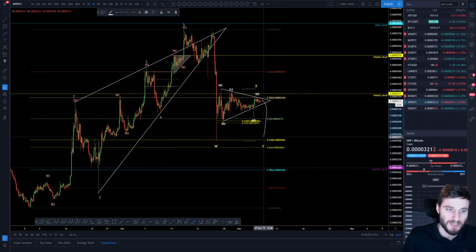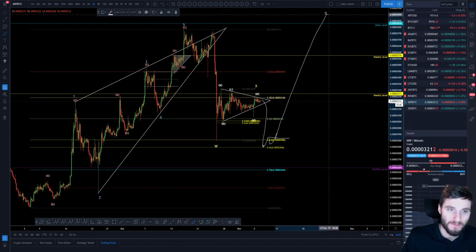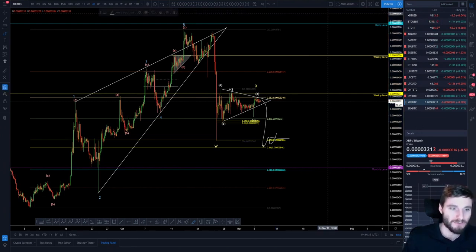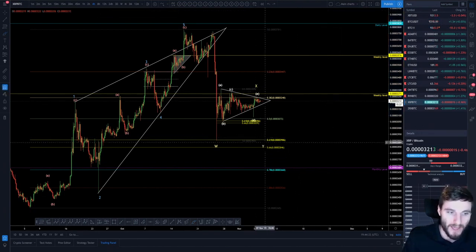But nevertheless, I would like to see this hold to essentially trade that long, looking for a wave, either C or 3. For me, it makes no difference whether it turns into a 3 or a C. Couldn't care less, if I'm honest. For me, it would be a long here.